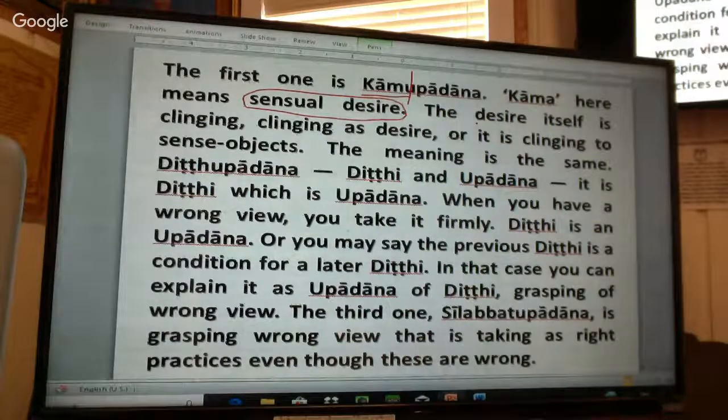So when you have a wrong view and you take that wrong view very strongly, at that time we call it Dittupadana. So Ditthi is the wrong view, and upadana is very strongly holding the wrong view. The intensity is different. You may say the previous wrong view is a condition for the later wrong view, more and more stronger and stronger. But this one is very, very difficult to remove.